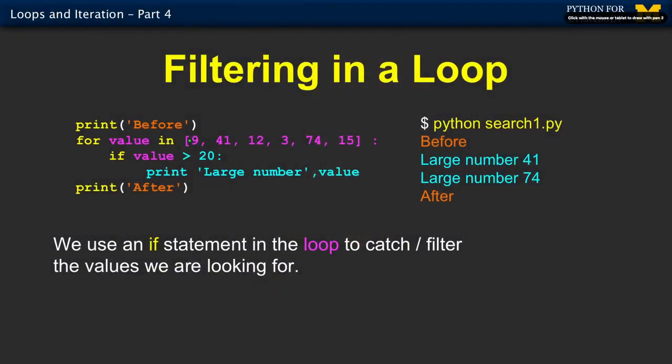So this is how you put an if in the loop. And so sometimes this loop will do nothing. Sometimes this loop will print out large number. And so value is going to be 9, and that's false, so it doesn't do anything. Value is 41, that's true, so it prints out this. Value is 12, so it does nothing. Value is 3, it does nothing. Value is 74, and so it prints this out. Value is 15, so that's false. It's done. Now the for loop knows, oh, we're done. Go on to the next line.